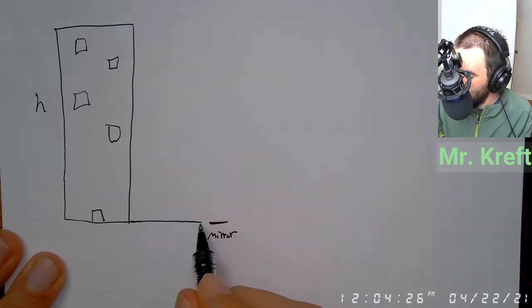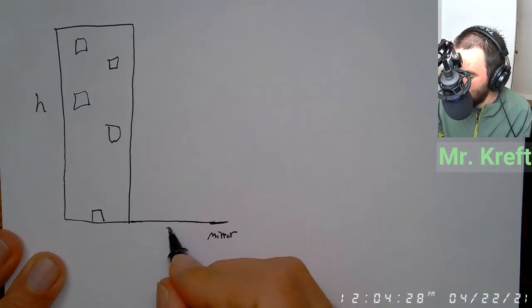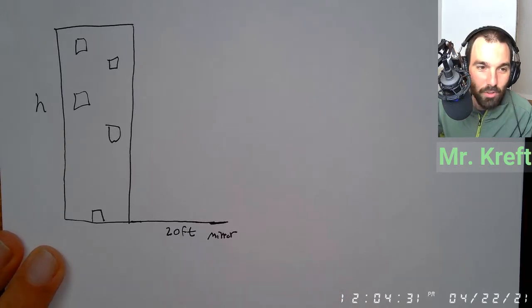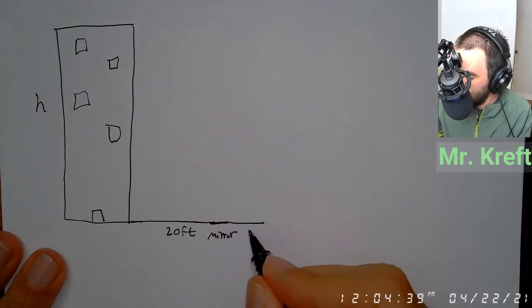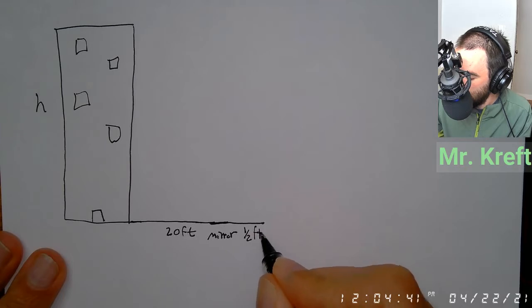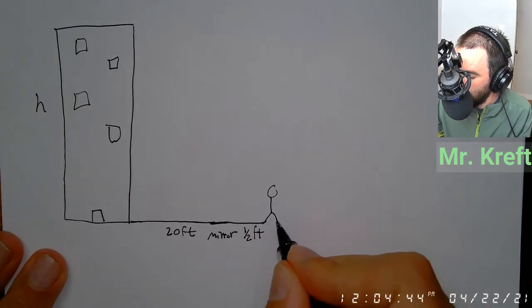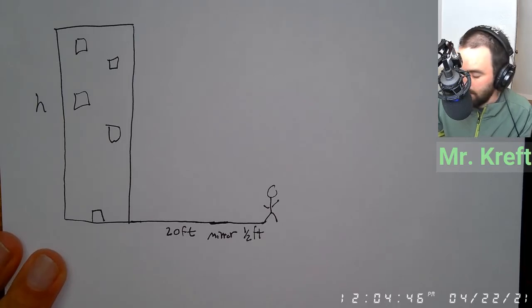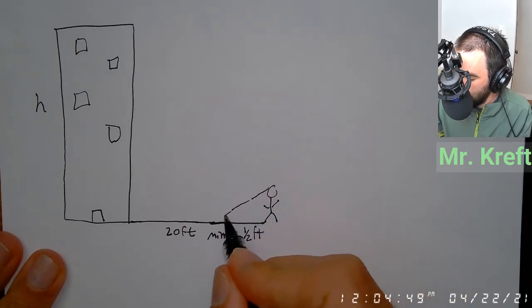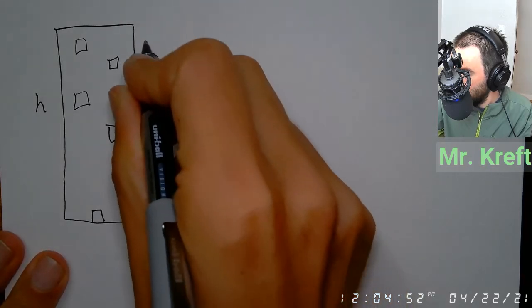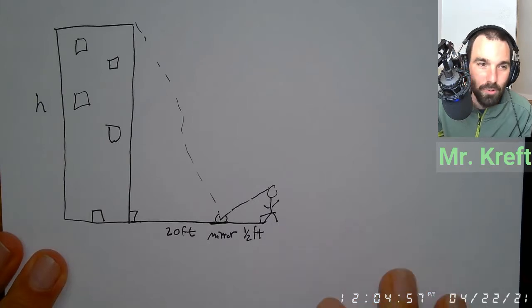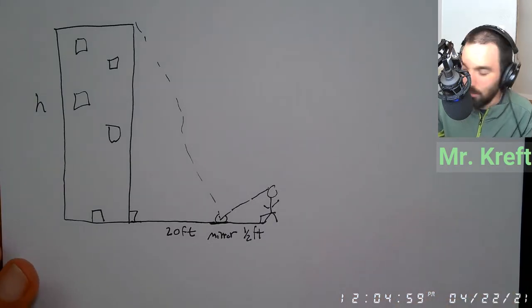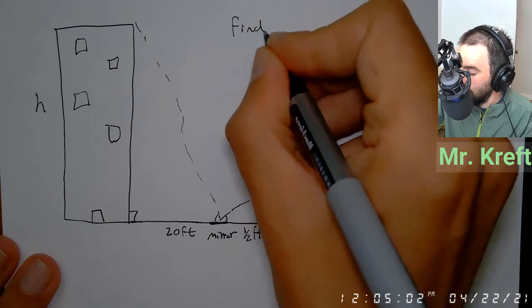Okay. So I'm just warning you guys, I'm making these problems up. So let's say it's 20 feet to your mirror. Maybe you're on the other side of a road, and then it's just half a foot to a person. Sorry, not drawn to scale. So the person looks down and it goes up. Again, we're going to assume that this building is straight up. So I want you guys to find the height of the building.